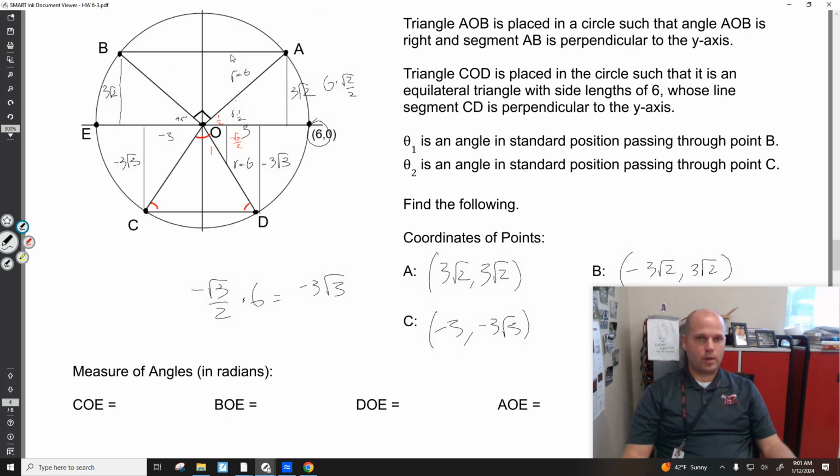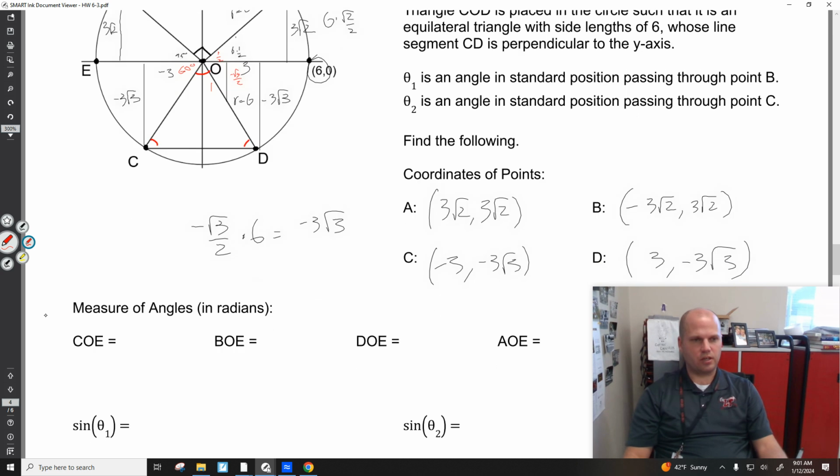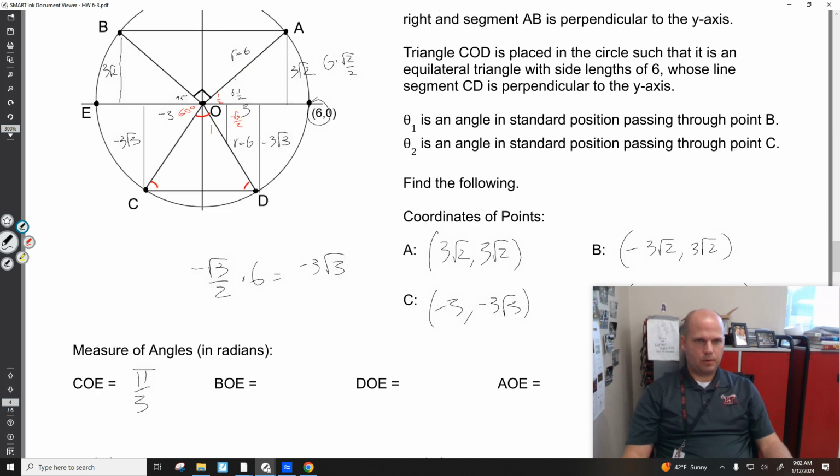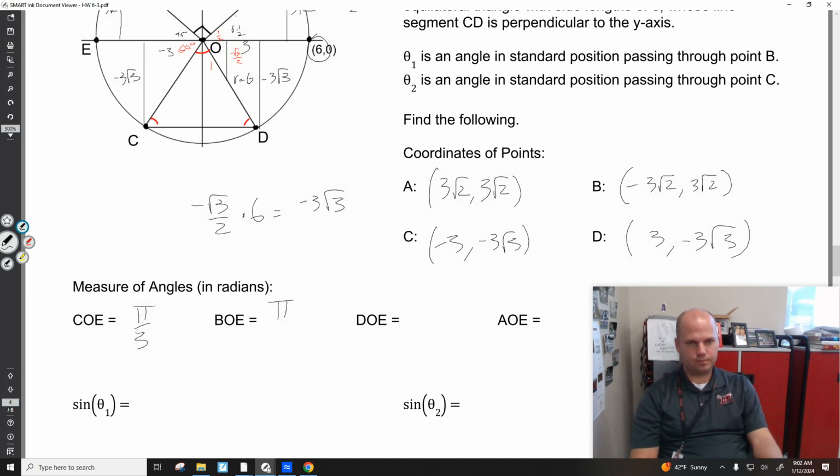Measures angle COE. Well, in radians, this is a 60-degree reference angle. We kind of figured out because we took our equilateral triangle, bisected it. This is 30. This has to be 60. A 60-degree reference angle corresponds with a radian measurement of pi over 3. That's kind of what we want you to do. Keep it simple. BOE. It's a 45-degree angle. That's a pi over 4.